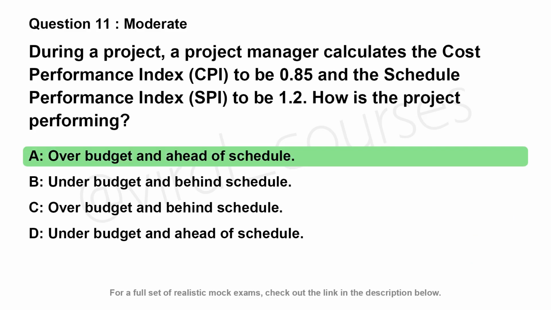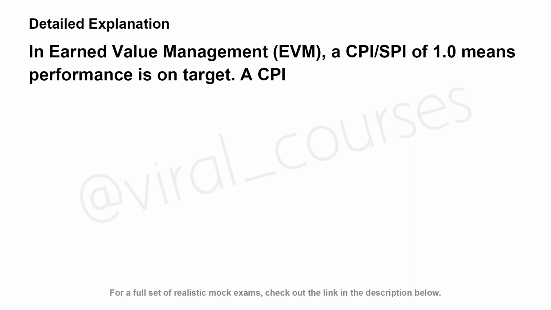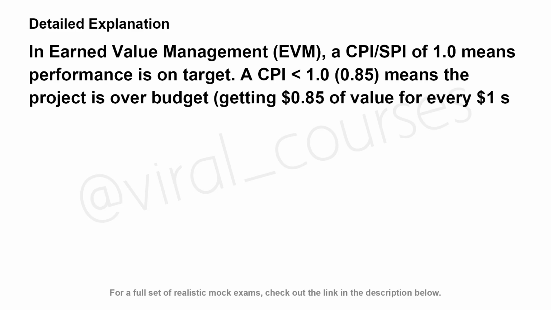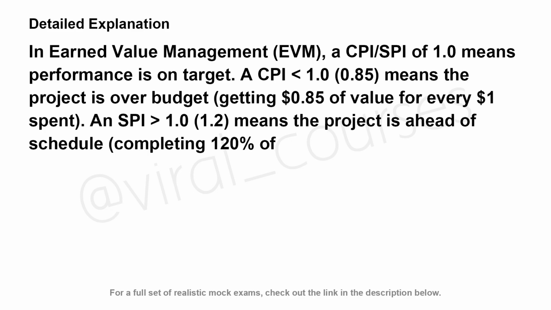The correct answer is A. In Earned Value Management, EVM, a CPI or SPI of 1.0 means performance is on target. A CPI less than 1.0, 0.85, means the project is over budget, getting 85 cents of value for every $1 spent. An SPI greater than 1.0, 1.2, means the project is ahead of schedule, completing 120% of the work planned.